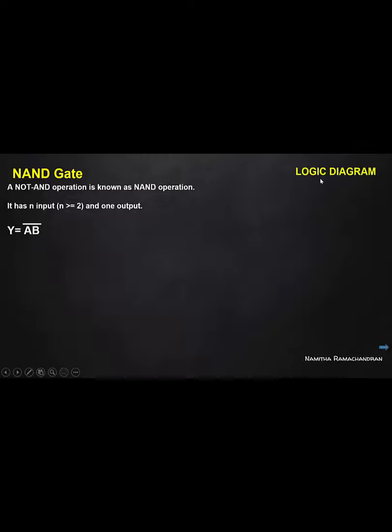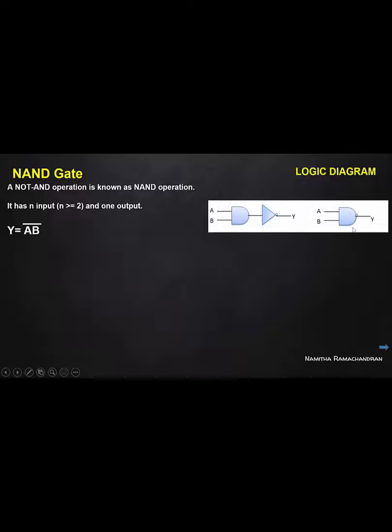Okay, so this is the logic diagram of the NAND gate and this is the meaning of our NAND gate. AND operation first, and its output is inverted to generate the final result of the NAND operation. And this is the logic diagram of NAND: an AND with a bubble at the output, which indicates the AND operation first, then that result is complemented.